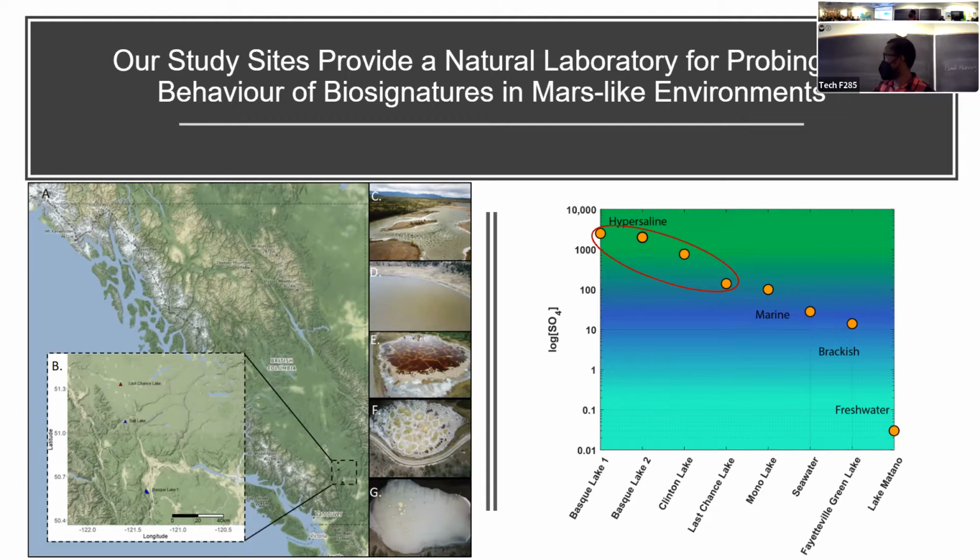So you can see in this point circle here, which are the lakes that I study, they have orders of magnitude higher sulfate concentrations than the sea, for instance, and even other high sulfate systems. And so this is great for probing questions when thinking of paleo lakes on Mars that were probably extremely sulfate rich, as well as moons, icy moons like Enceladus or Europa.